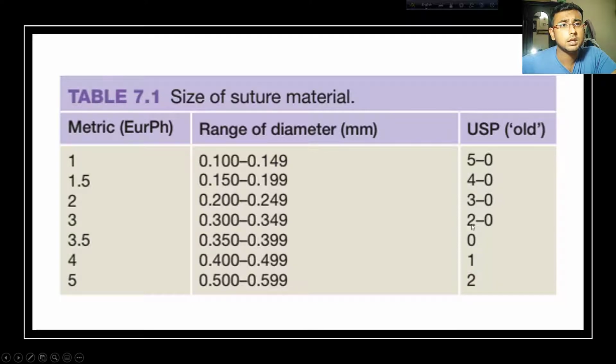So 20 and 30 are usually for gut repair and 1, 2, 3 for skin repair. So 0, 1, 2, 3, 4 are more strong, and 20, 30 are thinner, finer suture materials, usually administered or taken.